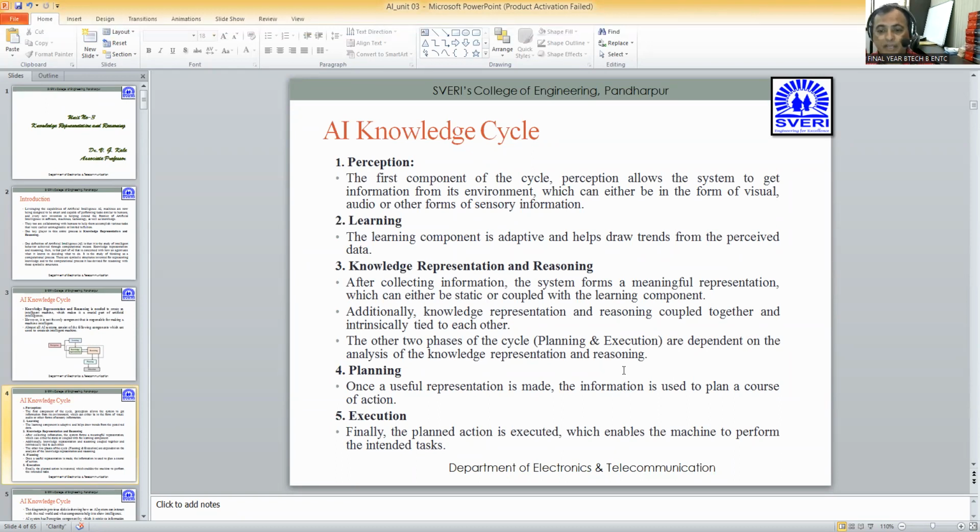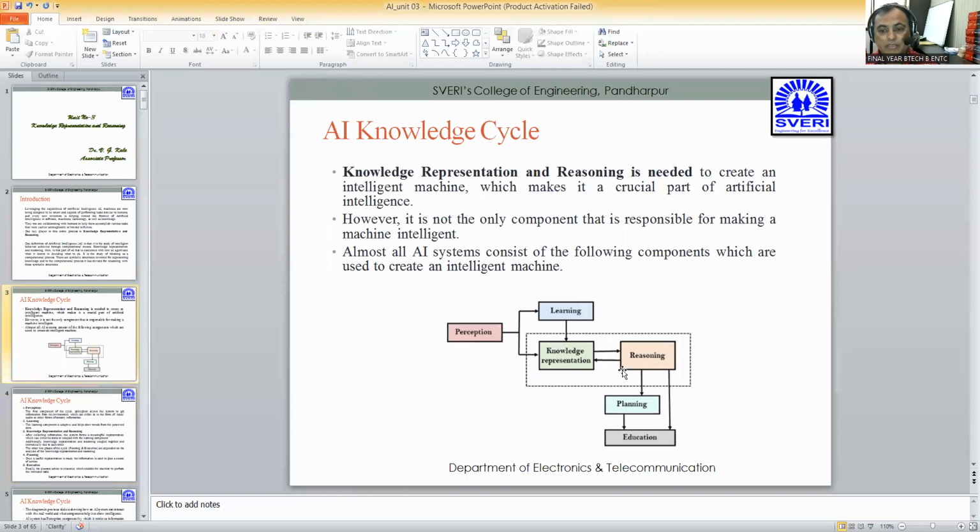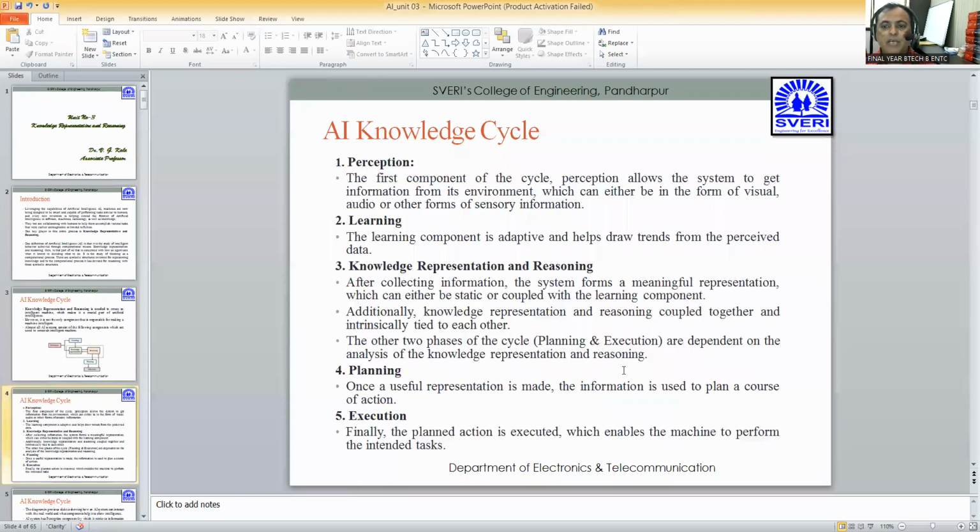So अब दो और बचते हैं, एक तो plan करना, एक तो execution करना. So they are dependent on analysis of knowledge representation and learning. So इसमें देखोगे आप कि planning जो है वो education, sorry, वो education गलत हो गया है वहां पर, it should be execution. The other two phases of the cycle are planning and execution, which are dependent on the analysis of the knowledge representation and reasoning. So obviously नीचे का जो depend है वो planning और execute करना, वो तो सब कुछ knowledge representation और reasoning पे depend है, बराबर. So सबसे पहले हम क्या कर रहे हैं, perception.